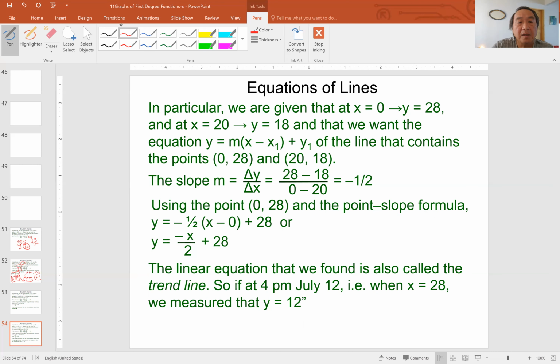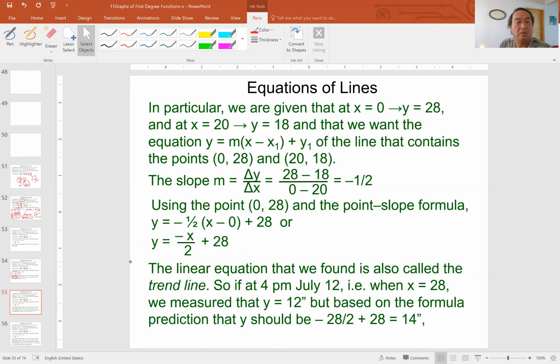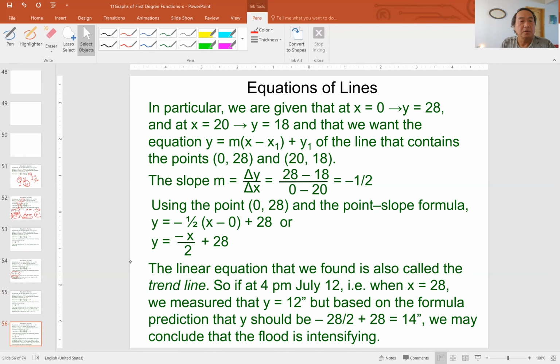And this line in mathematics we call a trend line. It tells you what the trend is. So from this you can deduce what the trend is going to be, an educated guess, again using only 2 data points. So from this we can conclude the flooding is getting worse.